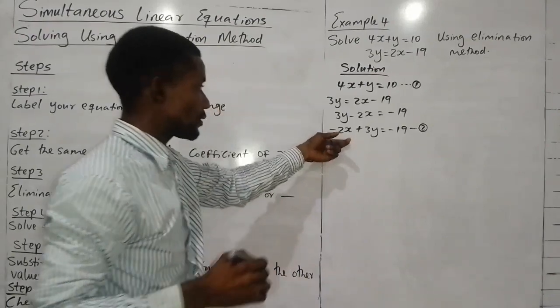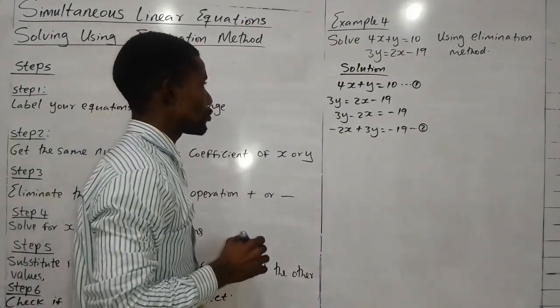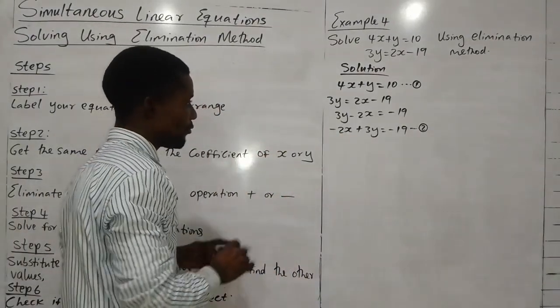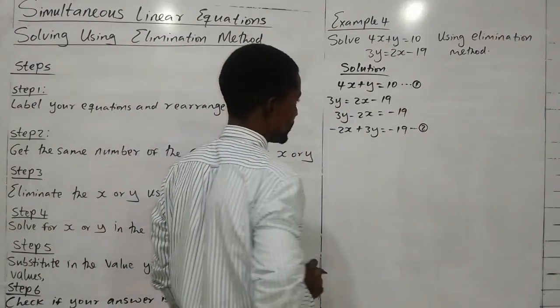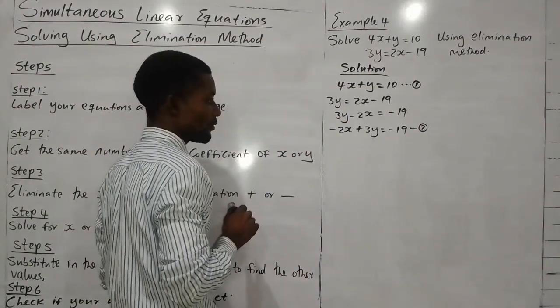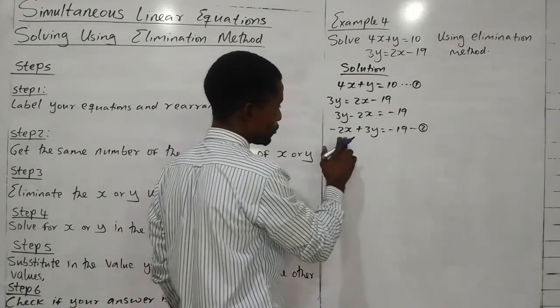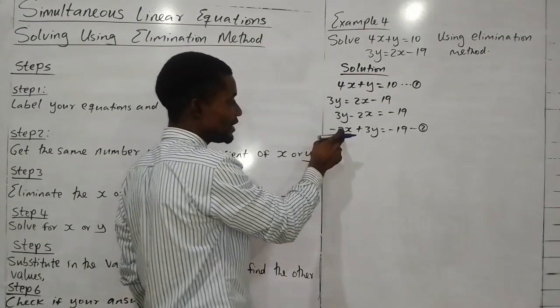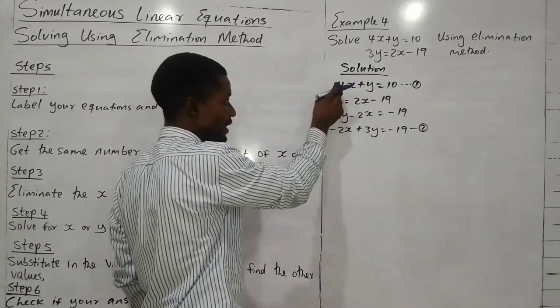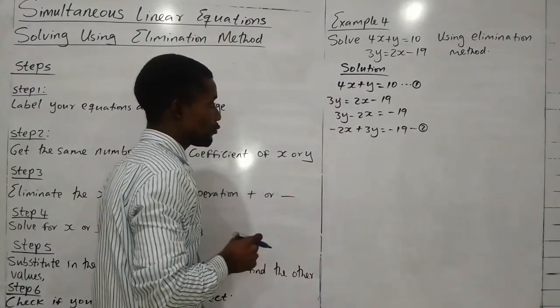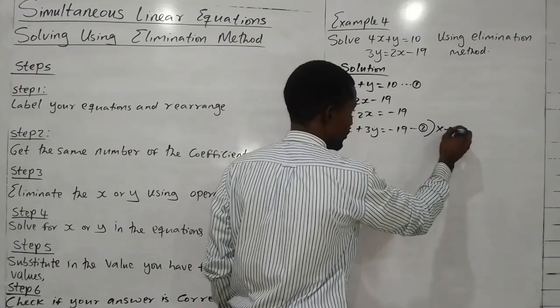We label this one as equation 2. Let's make the coefficient of x the same. We're going to multiply this equation 2 by minus 2 so as to make the coefficient of x here the same as the coefficient of x in equation 1. We multiply this by minus 2.